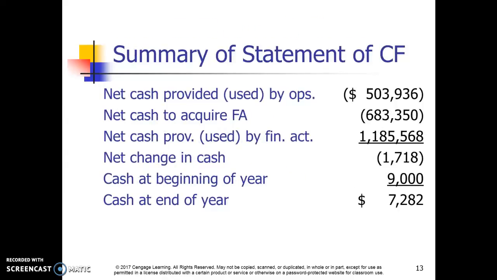So summary of the statement of cash flows: net cash provided by operations was a negative. Net cash to acquire fixed assets, that's a negative. And then we see the only positive is the net cash provided by financing activities, or loans. So their change in net cash was a negative $1,718. Their cash at the beginning of the year was $9,000, down to $7,280.